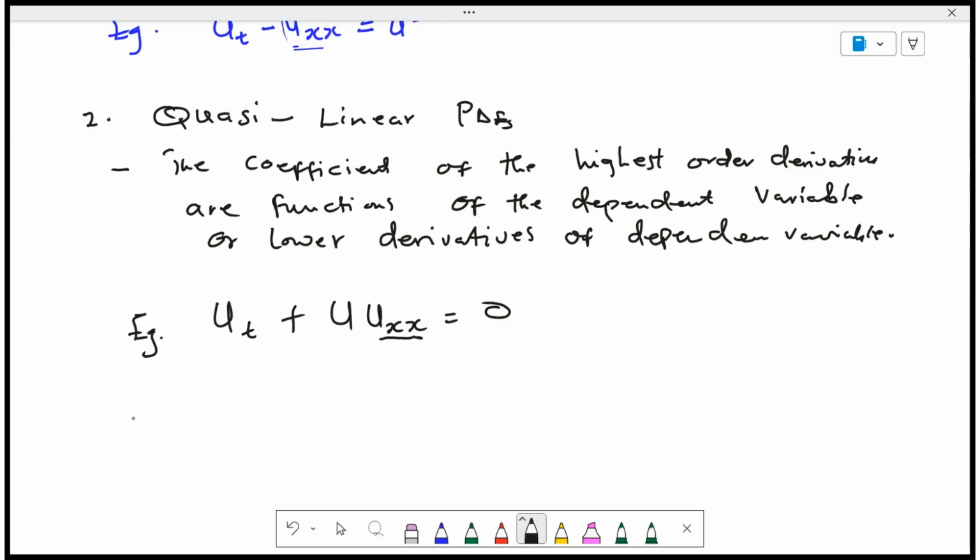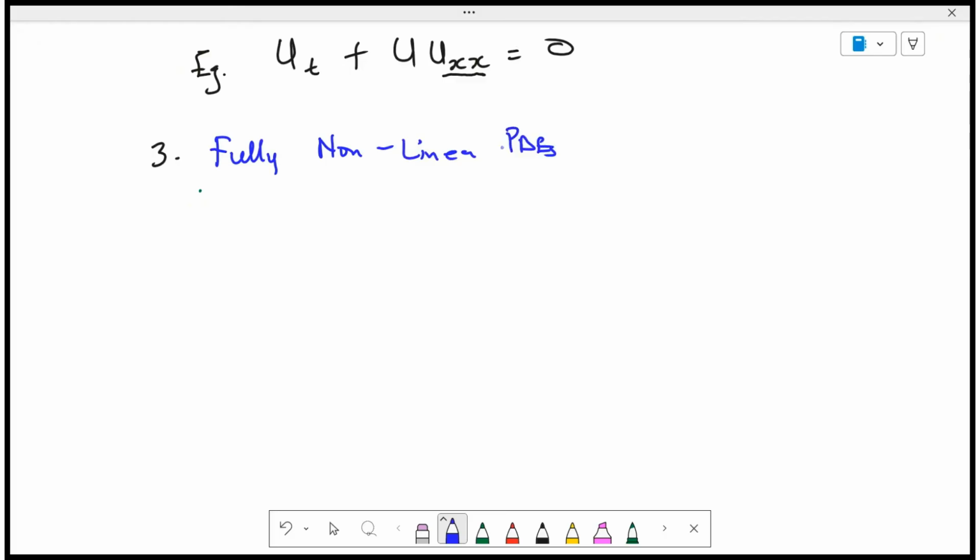And then the last one we will consider is the fully nonlinear. With the fully nonlinear PDEs, the highest derivative is nonlinear. For example, if you have uxx plus uyy and uyy squared equal to 0. In this case, our highest derivative is 2, right? That is uxx and then uyy. But the highest derivative here, one of them is squared, and so this one becomes a fully non-linear PDE.